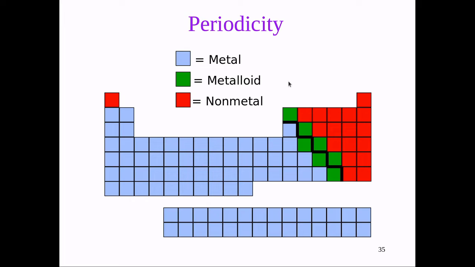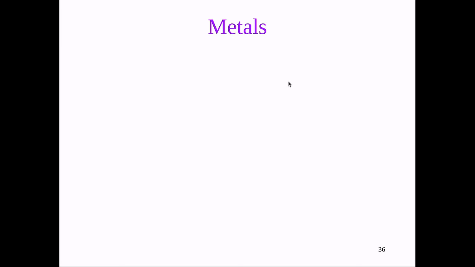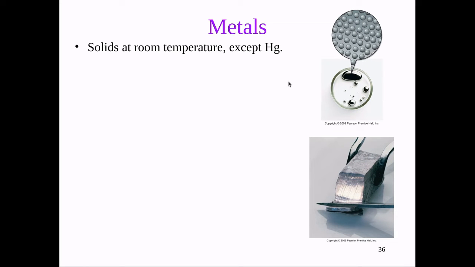So let's talk about the difference between metals and nonmetals and metalloids. So metals, they're usually always solid at room temperature. One big exception is mercury. Mercury is just kind of weird.